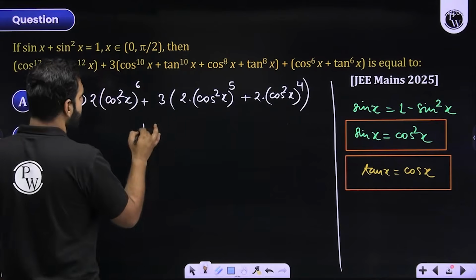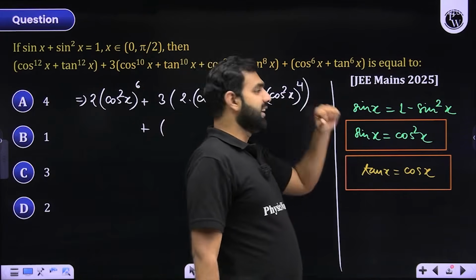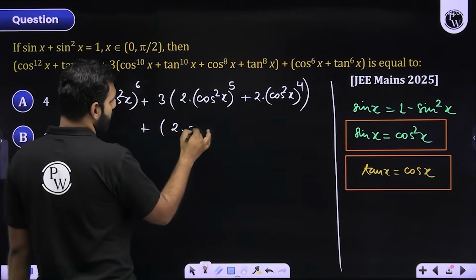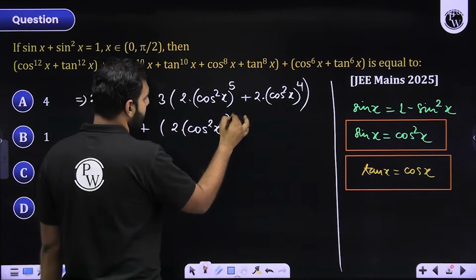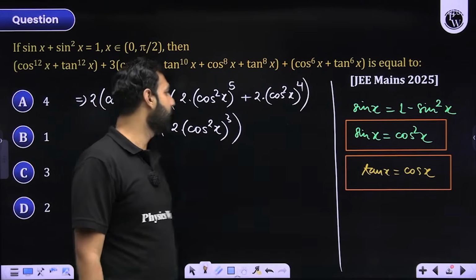Now, plus, we have next, which is cos x to the power 6, tan x to the power 6. So it should be 2 times cos x to the power 6. So it should be 2 times cos square x to the power 3. Did you get it? How did I do it and why did I do it? So it should be cos square x cube. I hope you're getting it very clearly.